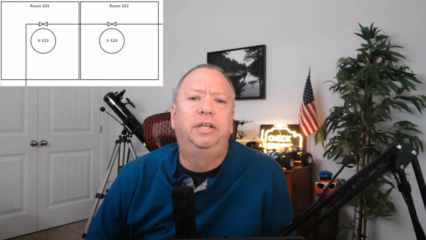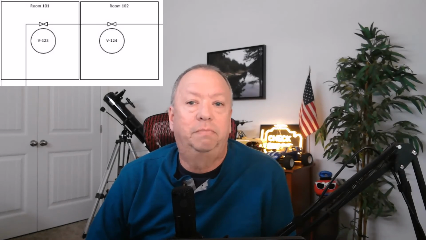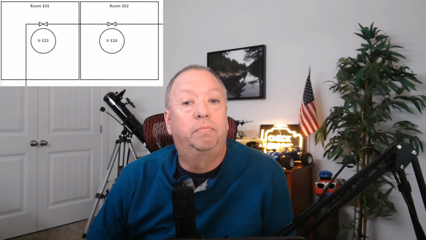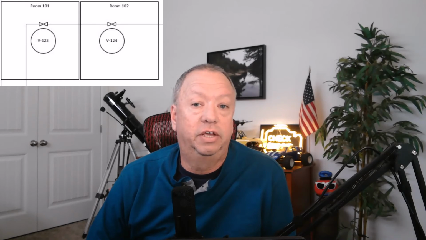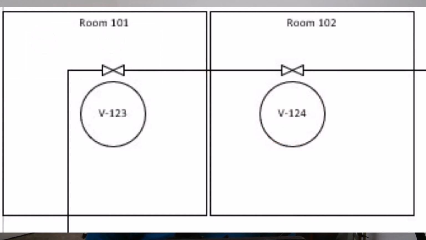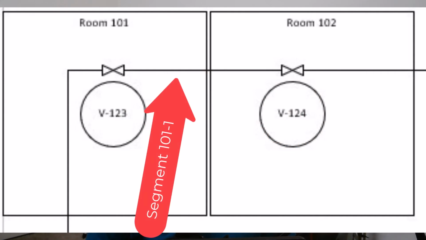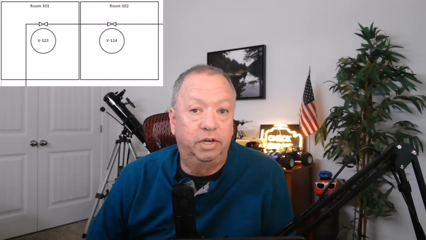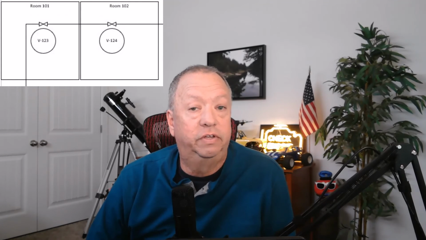Remember we talked about linear assets? Those are things like pipes, roads, cables, things like that, that are typically broken up into segments for ease of identification. Remember that pipe between valve 123 and valve 124? The section of it in room 101 would be an asset at that location, and the section that's in room 102 would be an asset at that location. Modern EAM or even CMMS systems do have accommodation for linear assets, so be sure to look into that feature.